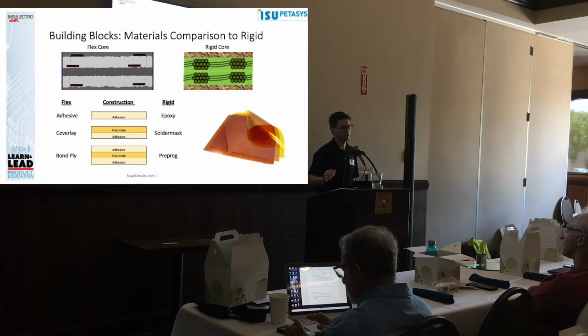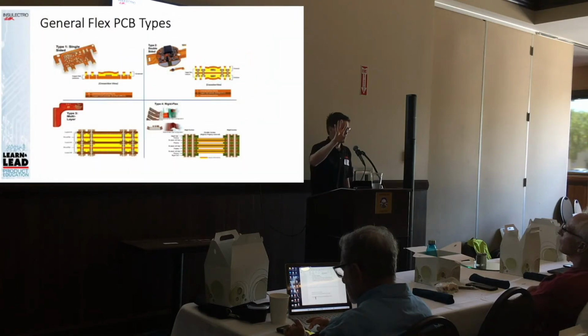But the general building blocks are, instead of solder mask, coverlay, instead of pre-preg, bond ply, and then when we need to use a little bit extra sheet adhesive, it's essentially like adding a little bit more pre-preg to the mix. There's 4 standard types of Flex PCBs as defined by IPC, type 1, 2, 3, and 4. Type 1, 2, and 3 are very similar in the sense of how we process and manufacture them.